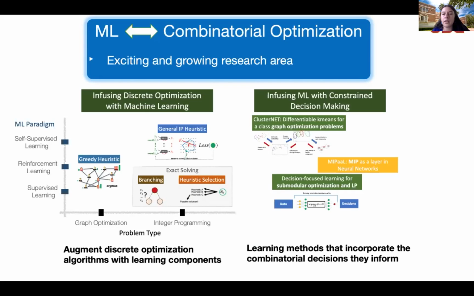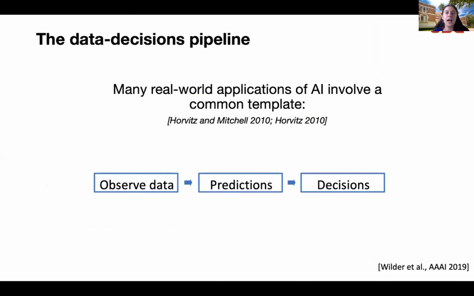So we're going to be thinking about how learning methods can incorporate information about the combinatorial decisions that they inform downstream, right? So we are going to be putting the combinatorics into the ML part, as opposed to the ML part into the combinatorics.